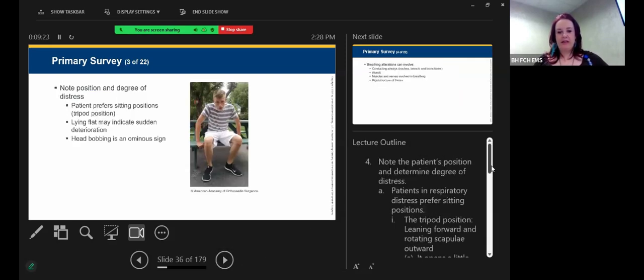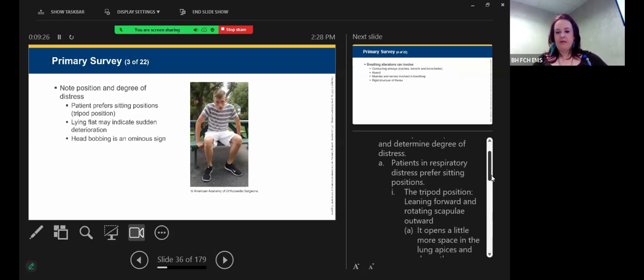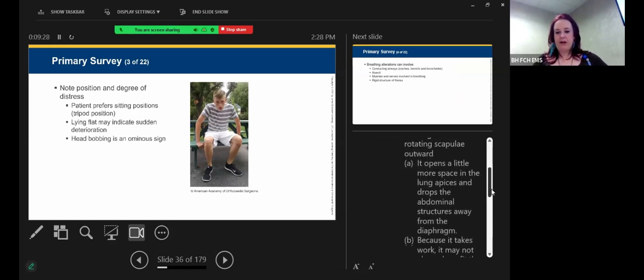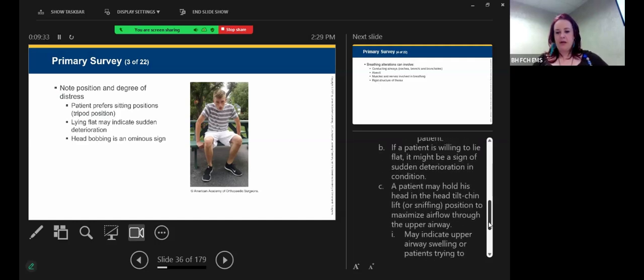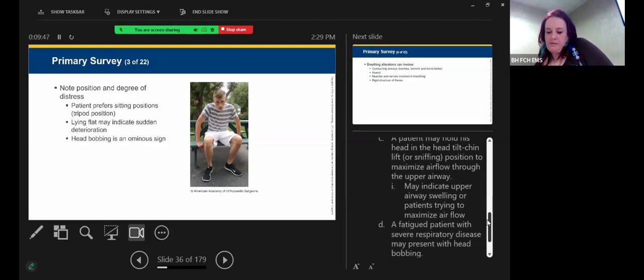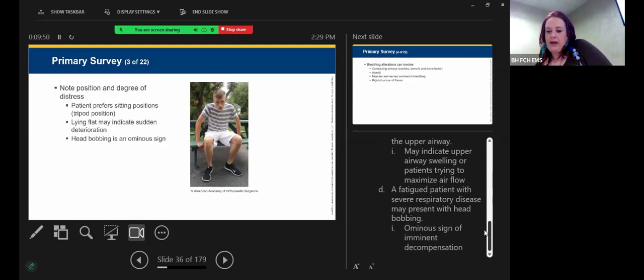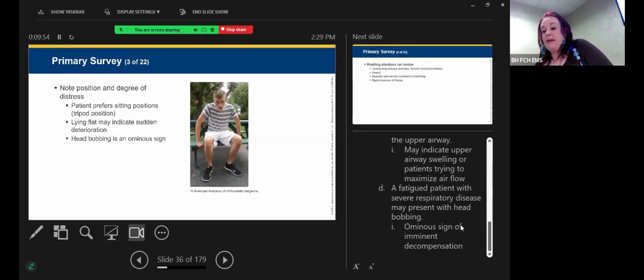So this is a pretty sickly fellow, isn't he? Is this tripoding? All right. If a patient is unwilling to lie flat, it may be a sign of a sudden deterioration in the condition. A patient may be holding his head in the head-tilt chin-lift or the sniffing position. Is he in sniffing? To maximize airflow through the upper airway. That sniffing position may indicate upper airway swelling or the patient trying to maximize airflow.